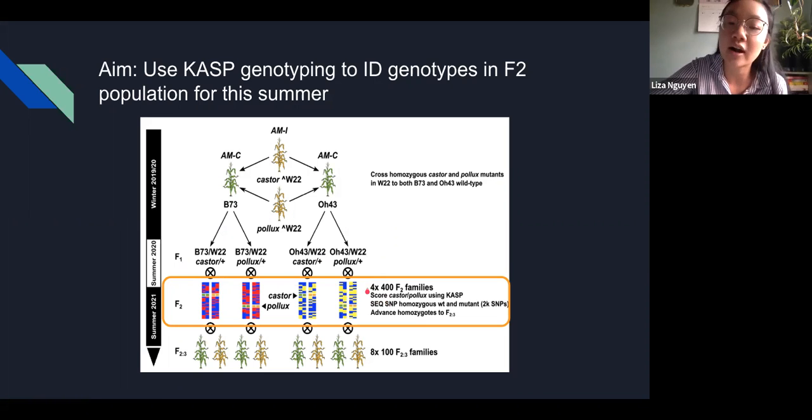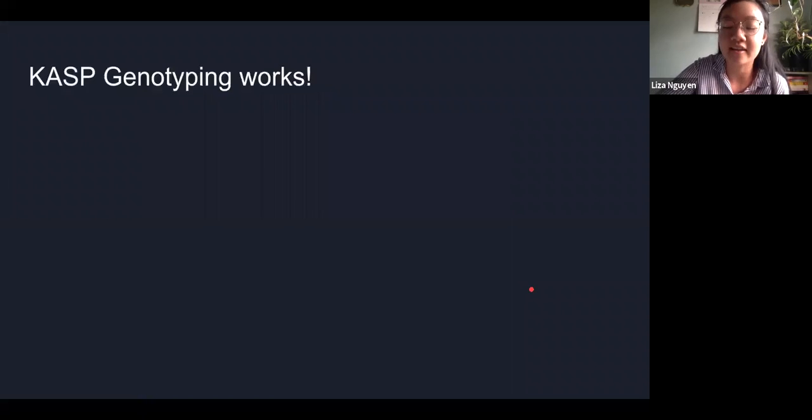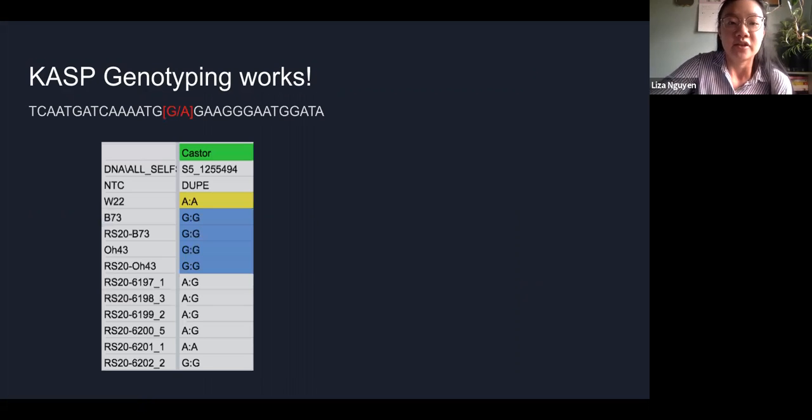Like I mentioned before, I wanted to identify about 1,600 of them. So it's really important that my genotyping be accurate and relatively fast. And I was able to see that, yes, my CASP genotyping with the candidate SNPs I selected worked. Here I'm showing you one of the SNPs that I chose that is polymorphic at this position, which can either be G or A.